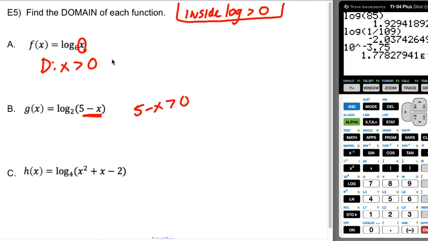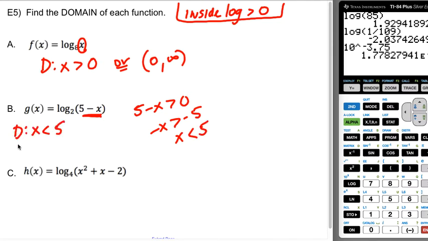greater than 0. Oh, so the other way to write x is greater than 0, by the way, would be to write 0 to infinity with parentheses on both ends, right? If I solve this for x, I have negative x is greater than negative 5. When I divide by the negative, it flips the direction of the sign, and I get x is less than 5. So I could either write my domain as x is less than 5, or the other way to write that would be negative infinity up to 5, but notice the parenthesis, not the bracket.